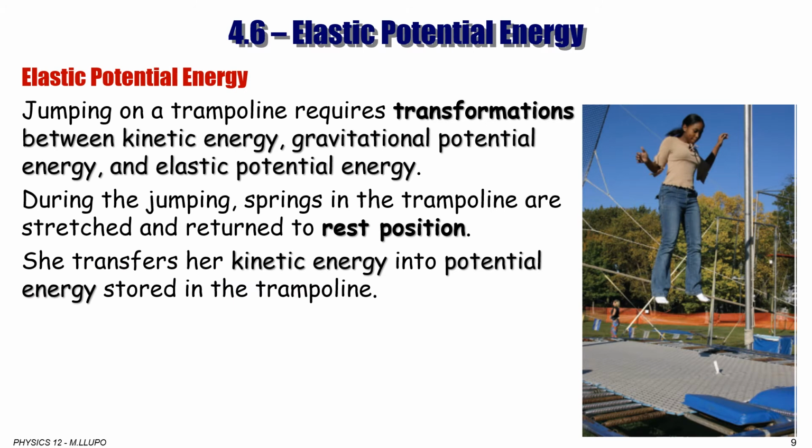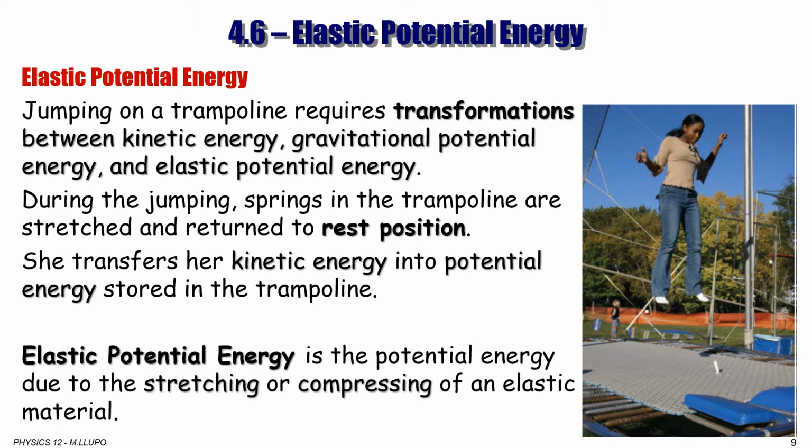So as we know, jumping on a trampoline requires energy transformation. So we have a transformation between kinetic energy, gravitational potential energy, and elastic energy. During the jumping, springs in a trampoline are stretched and returned to a rest position, and the cycle will continue. The transfer of her kinetic energy into potential energy is stored in the trampoline. Elastic potential energy is the potential energy due to stretching or compressing of an elastic material.